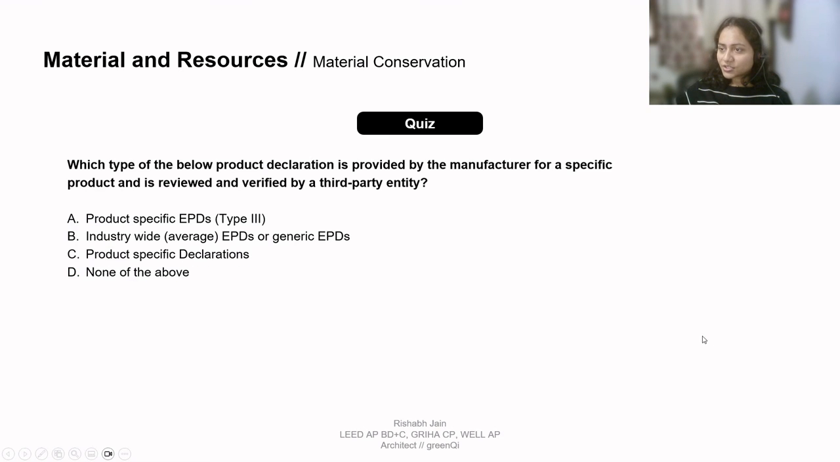So the second question here is, which type of the below product declaration is provided by the manufacturer for a specific product and is reviewed and verified by a third party entity? A. Product specific EPD type 3, B. industry wide average EPD or generic EPDs, C. product specific declarations, or D. none of the above. So the answer for this one is product specific EPDs type 3. We discussed this before. This is a type of EPD which is product specific and manufacturer specific, and then again it is verified by a third party. So this is the correct answer.